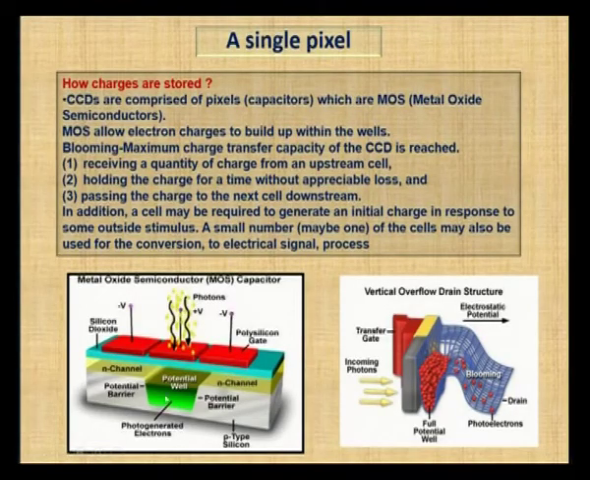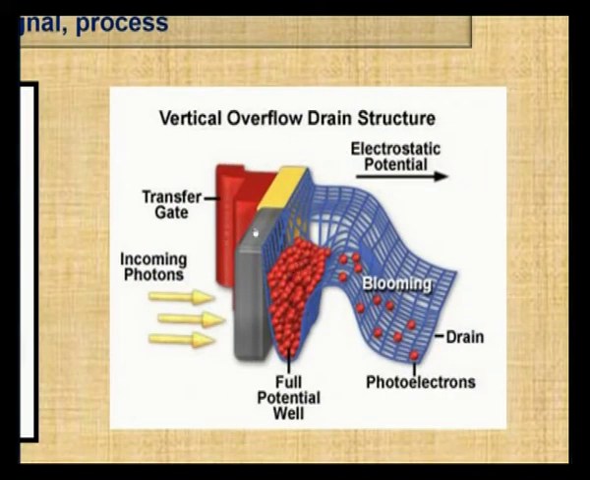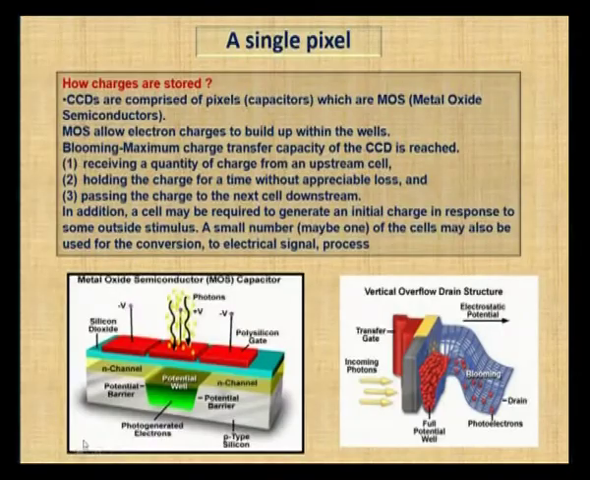And one more thing, the blooming. The picture here shows a vertical overflow drain structure. This is how the blooming will happen. This is what we call the potential well. When the photons hit this part, the very first p type material, the electrons will come, and the electrons in the n region will attract them and form a potential well like this. This is the maximum charge that will be stored in a well. After this, the charges will flow to the next cell, and this is the structure.